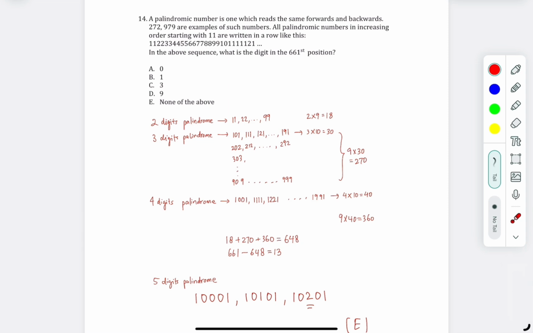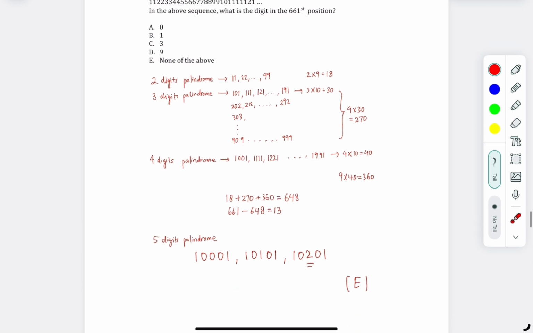Okay, for question number 14, a palindromic number is one that when you read from the back and from the front is the same. For example, 272, 979. All palindromic numbers in increasing order starting from 11 are written in a row like this: 99, 101, 111, 121. So in increasing order, what is the digit in the 661st position? In this case, we have to use counting and listing.